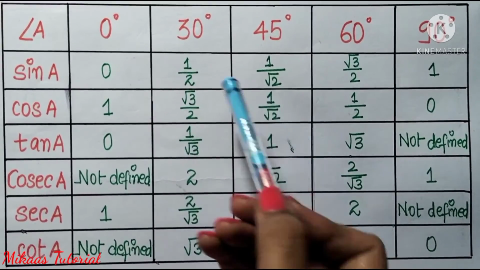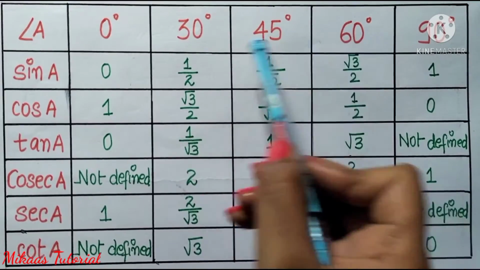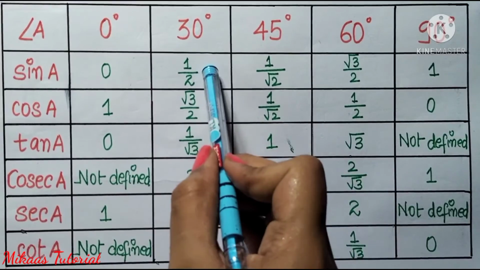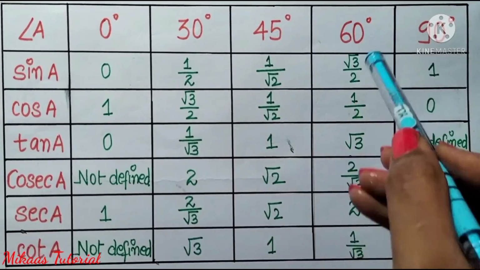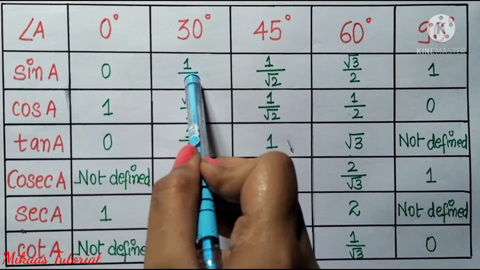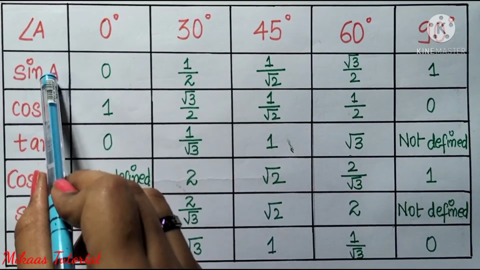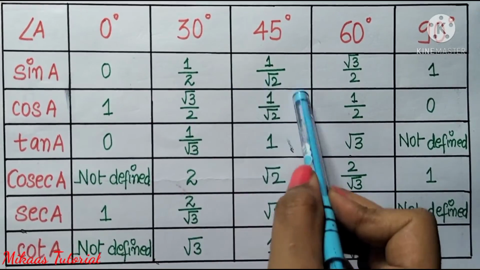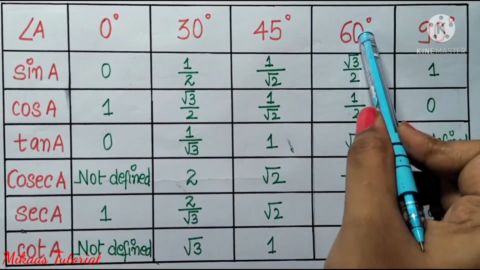I'll say how. You know the values of sine for 30 degree, 45 degree, 60 degree. What is sine 30? Sine 30 is 1 by 2. If you know sine 30 is 1 by 2, you can write the cos value. Cos 60 will also be 1 by 2. Keep in mind, if sine 30 is 1 by 2, cos 60 is 1 by 2. In the same way, sine 45 is 1 by root 2, and cos 45 is also 1 by root 2. In the same way, sine 60 is root 3 by 2.